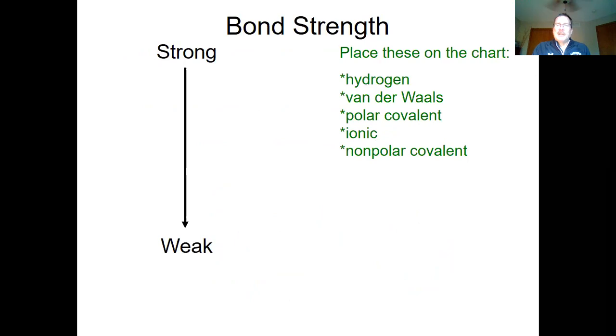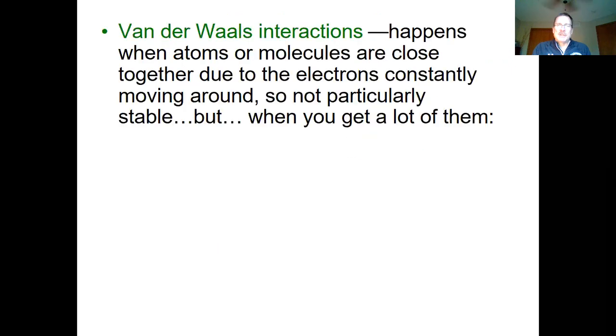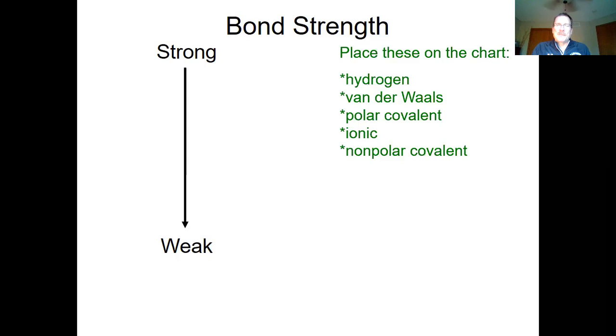So take a minute and think about bond strength. We have polar covalent, non-polar covalent, ionic. Then we have hydrogen bonds, and we haven't quite talked about van der Waals forces, but they're there. Which is the strongest and which is the weakest? So I'll let you ponder that, and you can ask that question in class.